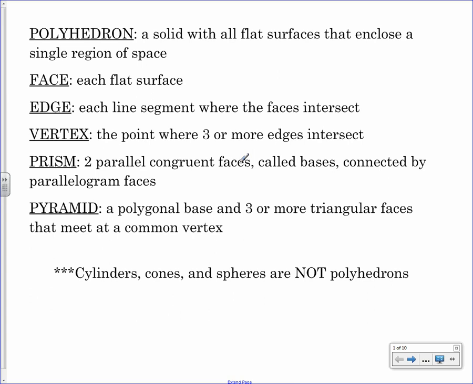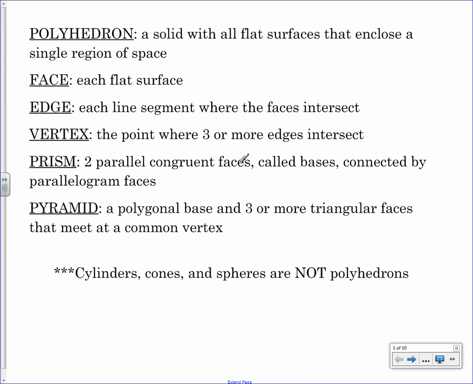Remember, the polygon had to be closed, not cross over itself, all that kind of stuff. So a polyhedron is a solid. You guys get a solid is like a 3D shape, like that box is a solid, right? A solid with all flat surfaces that enclose a single region of space. We'll get to examples in a second.